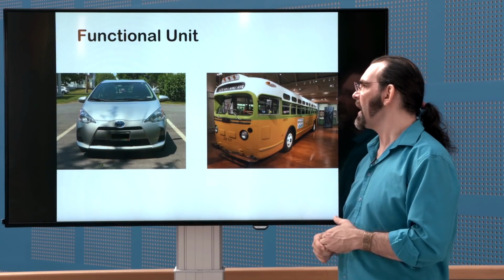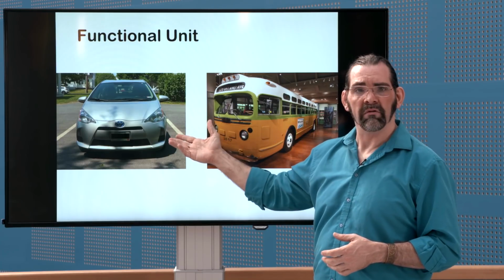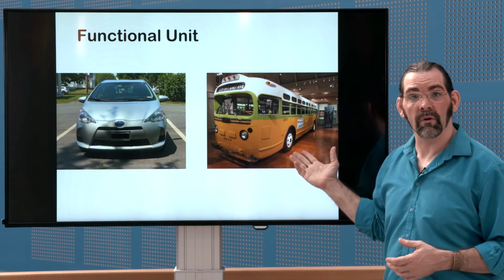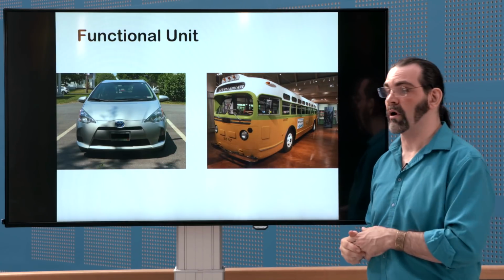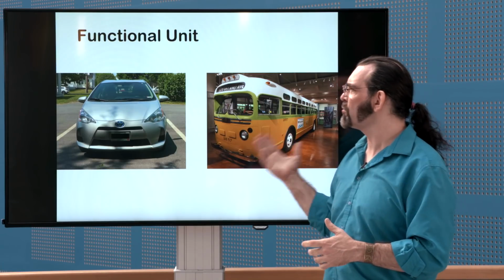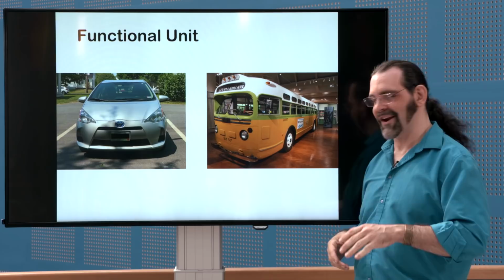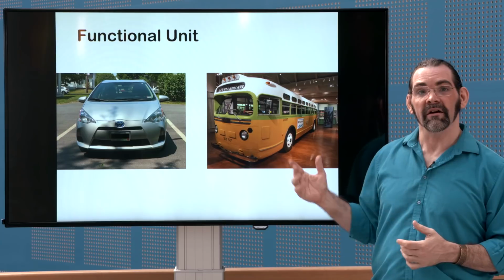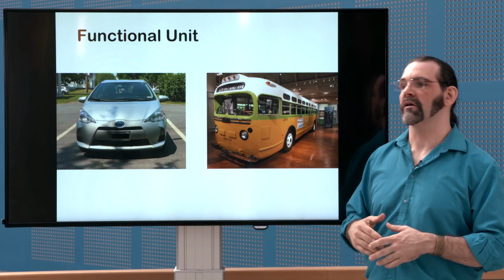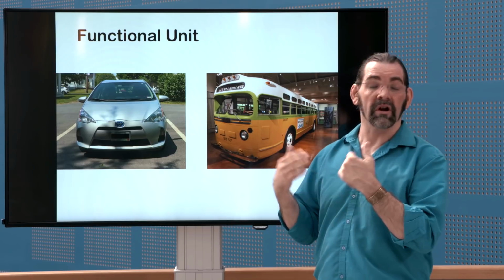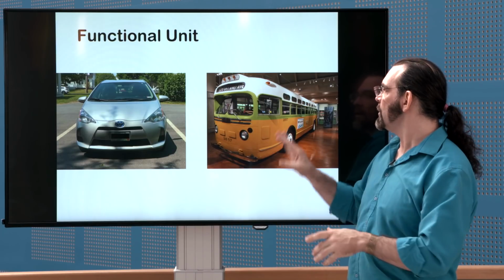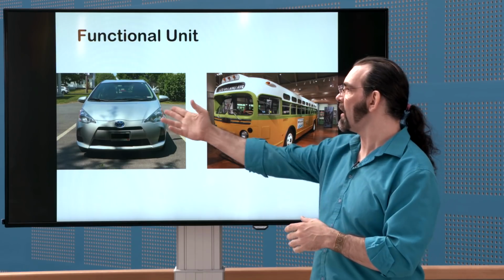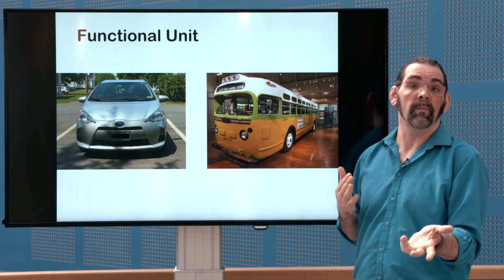Or if you want to compare a normal gas-powered car versus a hybrid car versus an electric car versus a bus or a train or something else, or a bicycle, what would be an appropriate functional unit there? Again, pause, think about it. What most people do here is environmental impacts per passenger mile or per passenger kilometer, because that way you can make a fair comparison between the bus, which carries a whole lot of people, versus a car where there's often just one person.